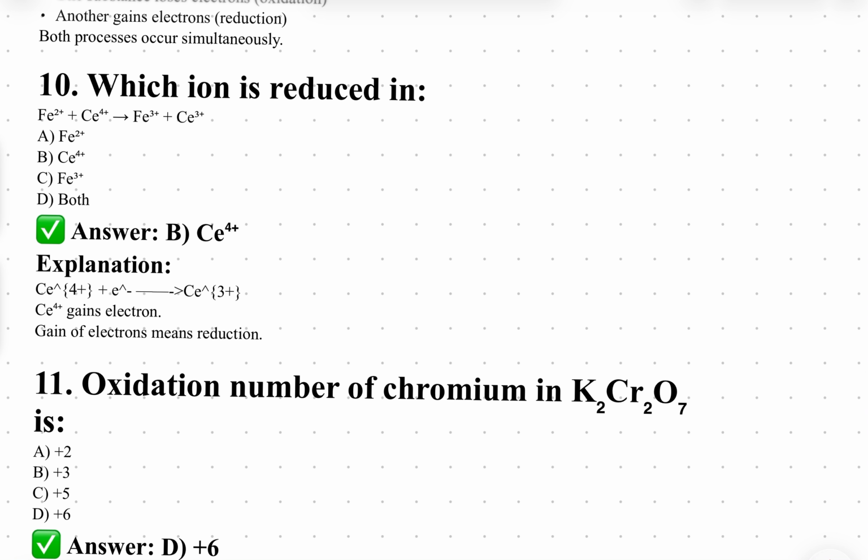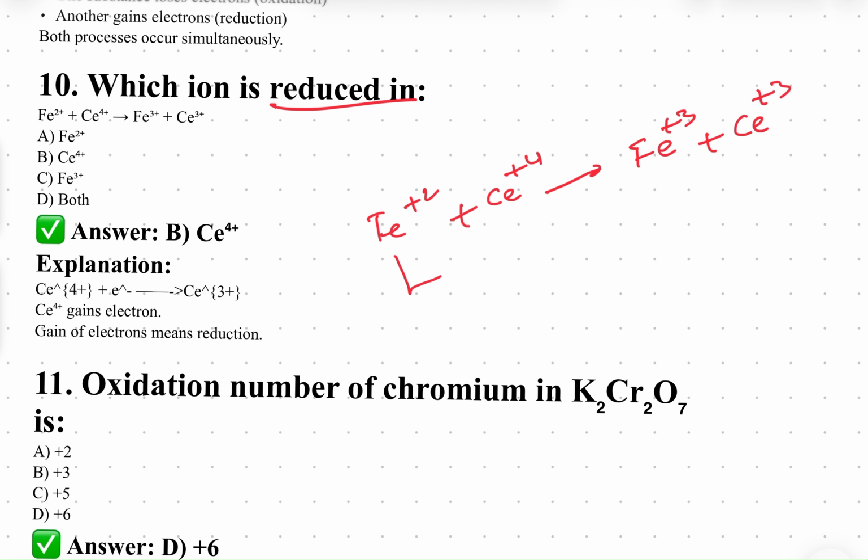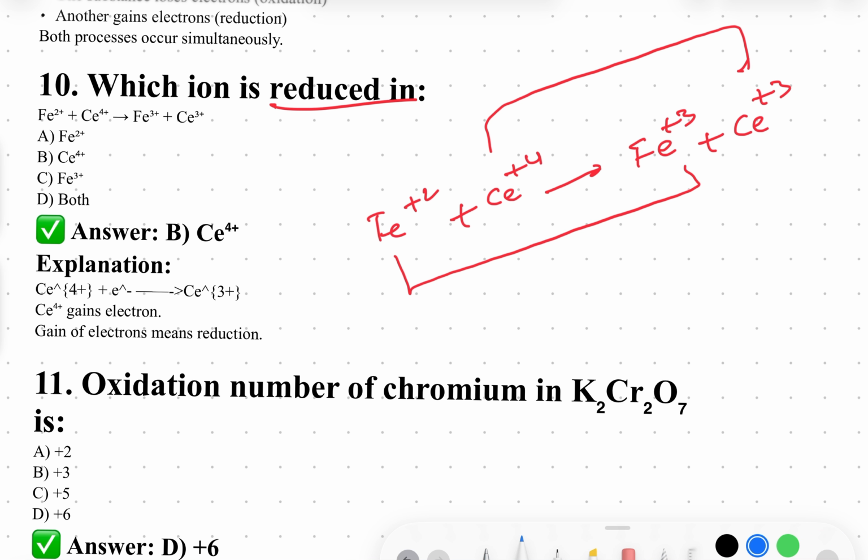Which ion is reduced in the following? See this. Which is reduced? Here we have the ions: Fe2+ plus Ce4+ gives Fe3+ plus Ce3+. Fe2+ to Fe3+. Here Ce4+ to Ce3+. You tell me the answer. What is the correct answer? Comment on this, all of you.